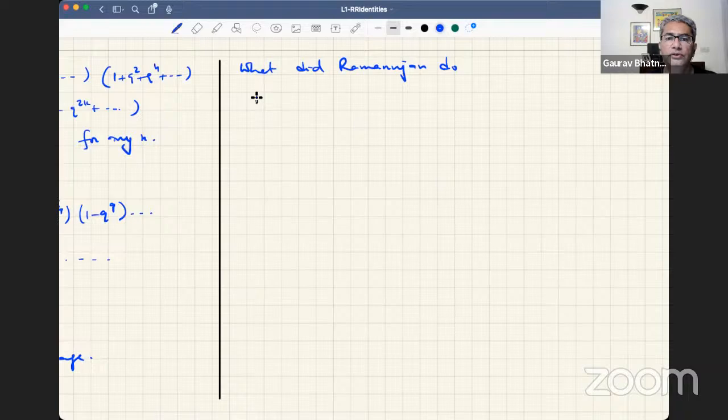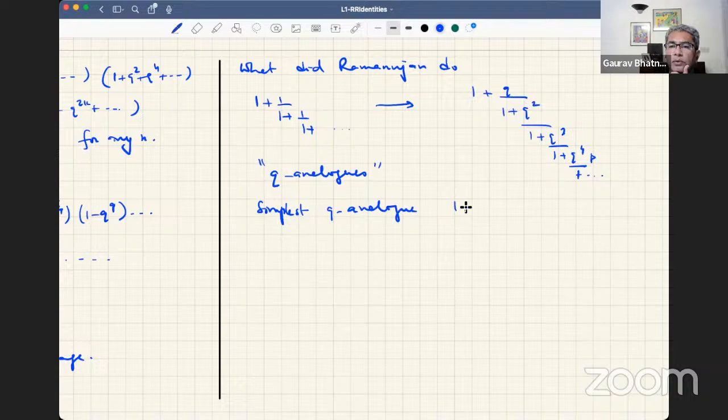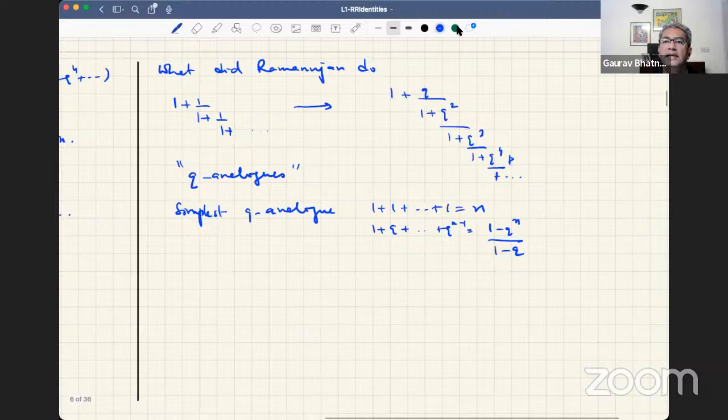So he generalized 1 over 1 plus 1 over 1 plus and so on, to 1 over 1 plus q over 1 plus q squared over 1 plus q cubed over 1 plus q to the fourth, and so on. So he just added some q's, and let me say this is also something which is very natural. These are called q analogs, and they're very natural things to do. So the simplest q analog, perhaps I should mention, is that 1 plus 1 plus ... plus 1, which is n, becomes 1 minus q to the n over 1 minus q. This is the geometric sum, right? So this is very well known.